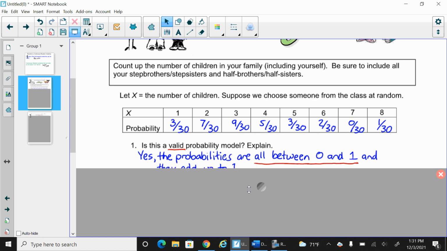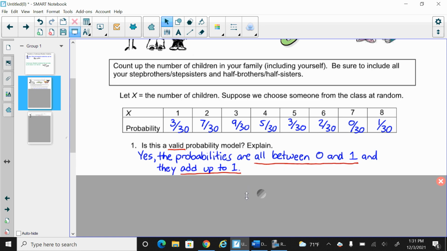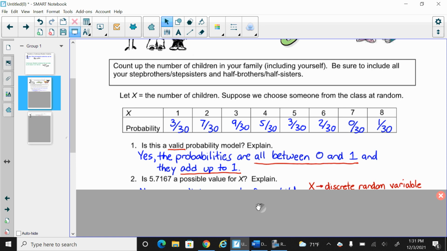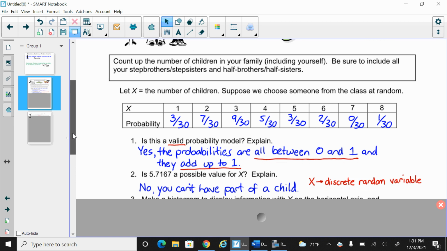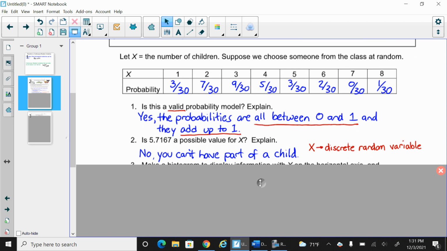So this is a valid probability model because all the probabilities add up to 1, and they're listed between 0 and 1, 3 out of 30, 7 out of 30, 9 out of 30. Question 2 asks if 5.716 is a possible value for X. Is it possible to have 5.7167 children in one family? No. This is a discrete random variable. It is going to be listed as a whole number, a countable number.